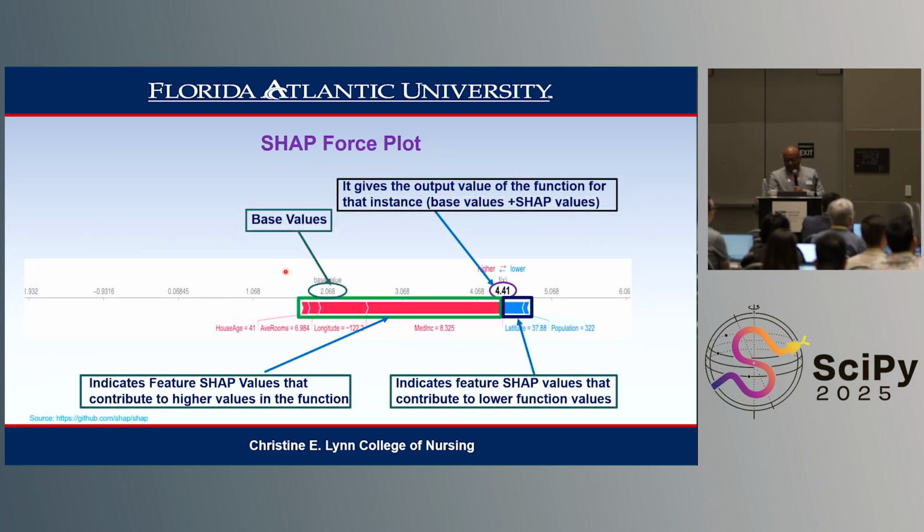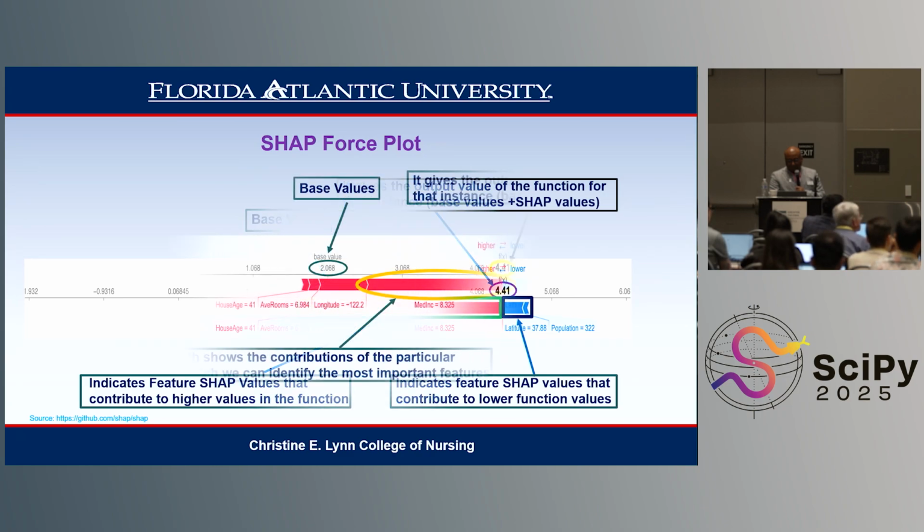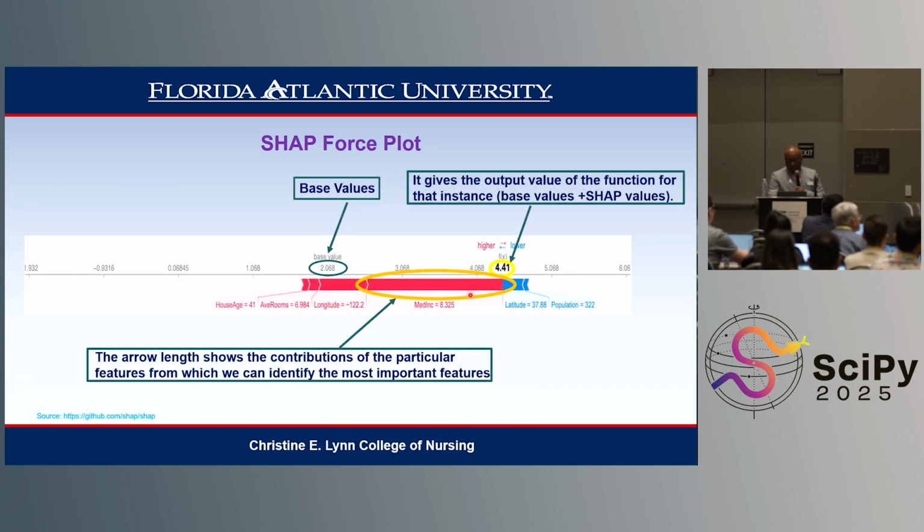Another way to visualize this is called a force plot. It's an individual instance prediction. You see here this is the base value. This indicates the values that push the function higher. This indicates the values that push it lower. This length tells you which feature is more important. These values are actually SHAP values. So the base value gives you the output function for the instance. This is the base value plus SHAP values. Look at the length here, longer than the others in comparison to the other features.